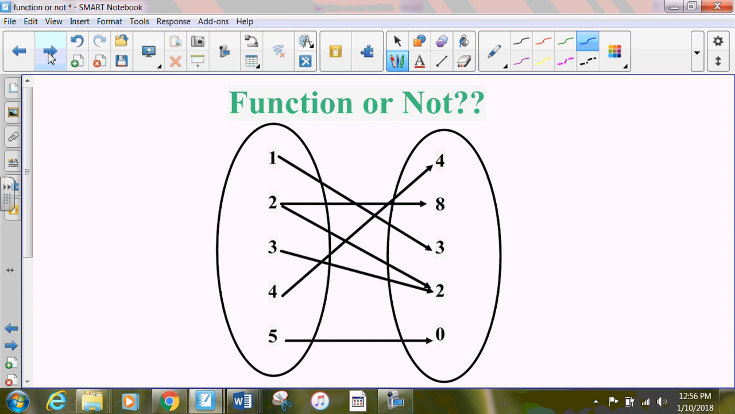Okay, function or not. So let's see. 1 matches up with 3. Uh-oh. 2 matches up with 8. And 2 matches up with 2. We can stop right there.